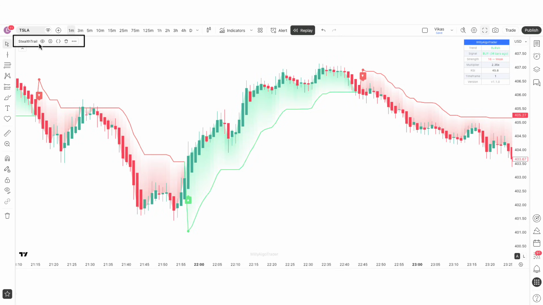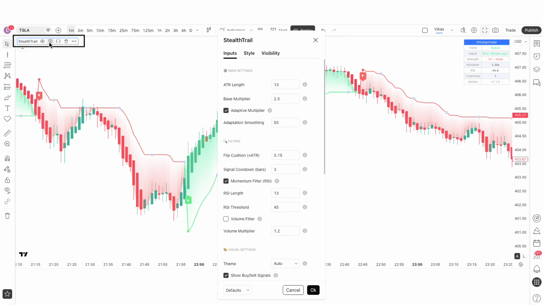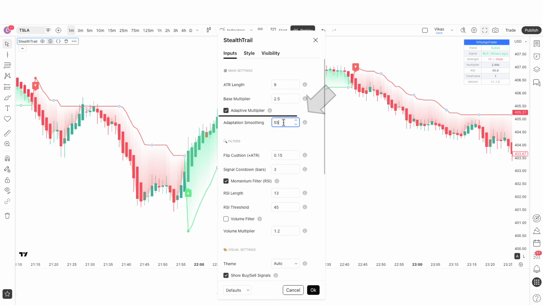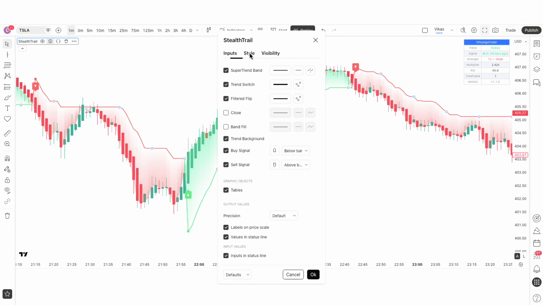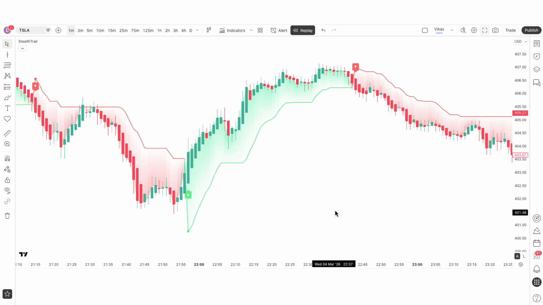Now the indicator settings change for perfect signals. First, we change ATR length 13 to 9, and after that change adaptation smoothing 55 to 60. We have to keep these options hidden. Here everything is fine after that. Click OK. Now we'll add one more indicator to make this strategy more powerful.